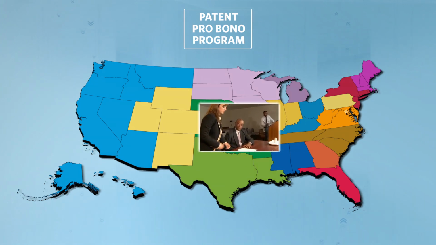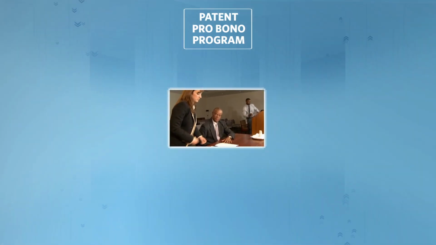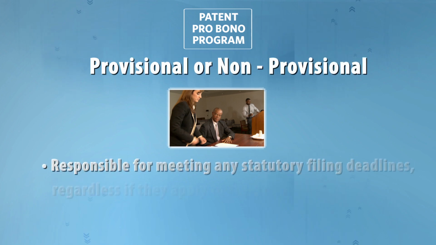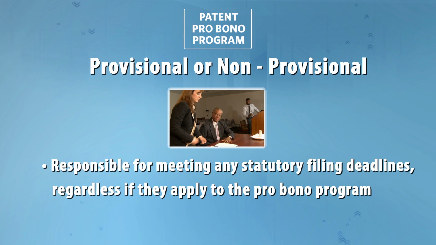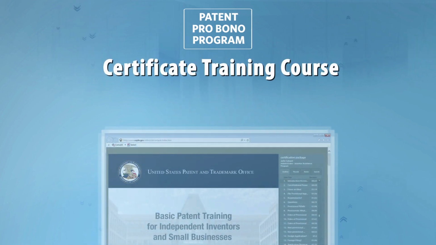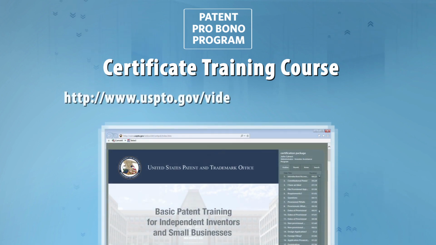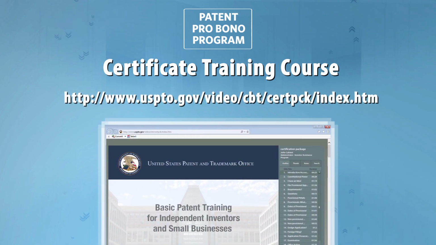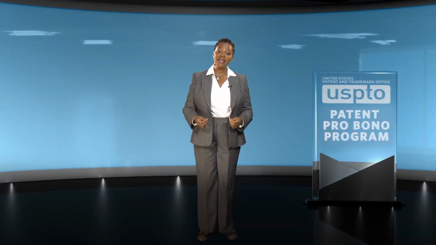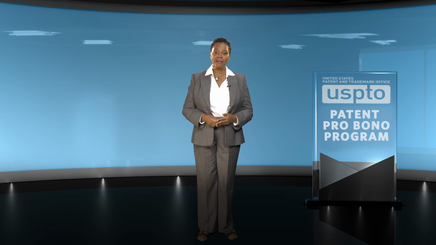Please note that if an inventor already has filed either a provisional or non-provisional patent application, they are still responsible for meeting any statutory filing deadlines, regardless if they apply to the pro bono program. Alternatively, applicants may successfully complete the online certificate training course available on the USPTO website. Many regional pro bono programs require successful completion of the certificate training to be considered for the program.